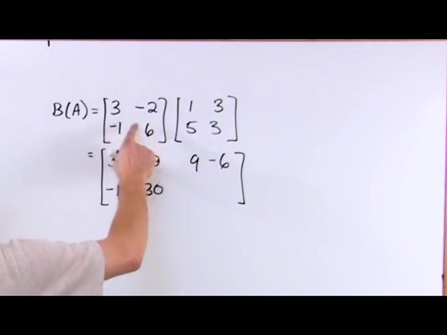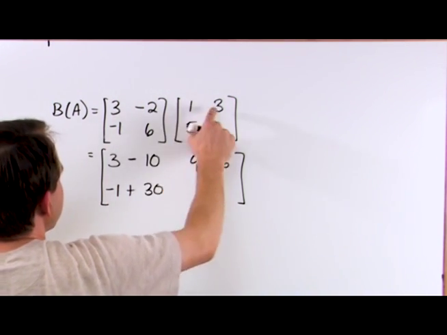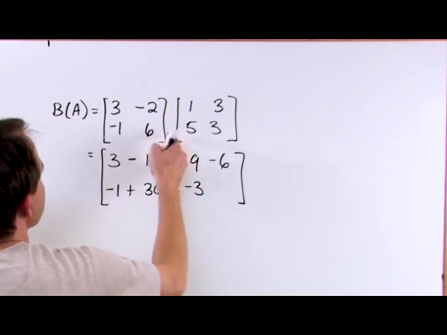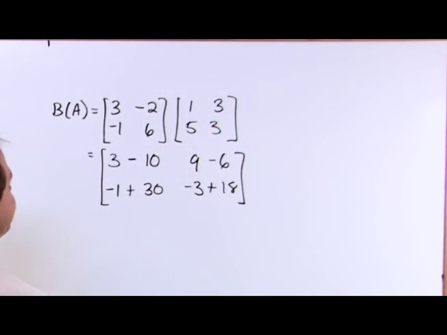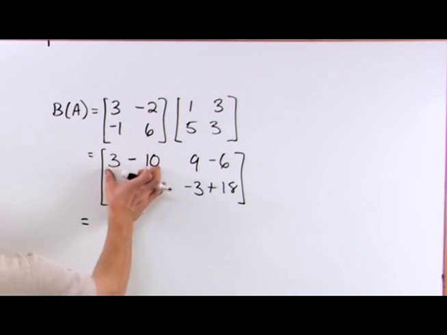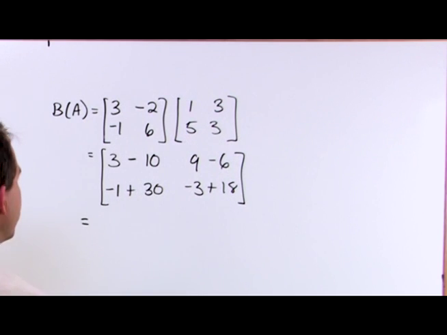Okay? Now we go to the next column. Over and down. -1 times 3 is -3. 6 times 3 gives me 18. I've gone over and down. Okay? So I've got four numbers. Let's just go ahead and do the math. In the first one, 3 minus 10 is negative 7.